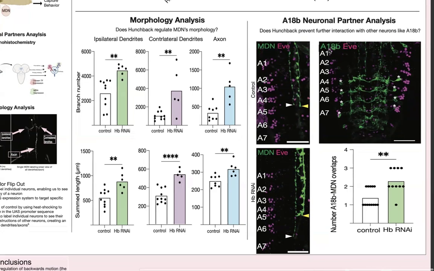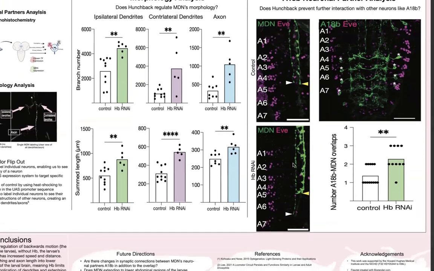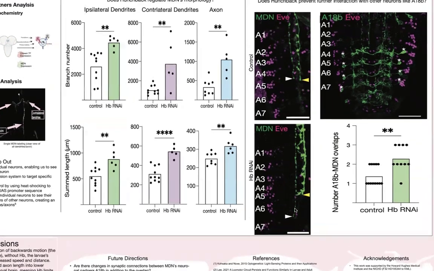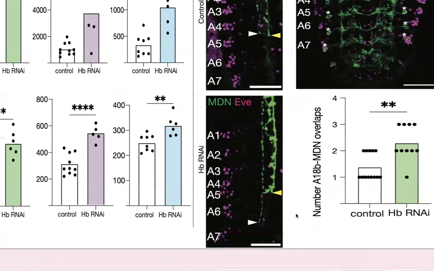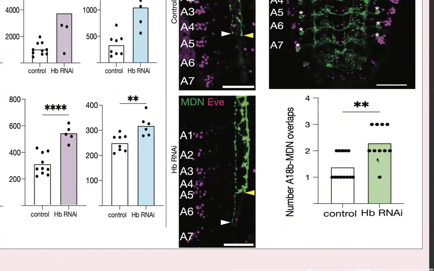But we know that A18B starts at A4 and then goes down all the way to A7. When Hunchback is knocked down, as you can see here, the MDN axon actually goes below the abdominal section A6. So this led us to think that MDN and A18B might be interacting, or some sort of communication might be happening between MDN and A18B that could be an explanation for this behavioral phenotype. And what we saw was that the number of A18B and MDN overlaps was significantly increased in the Hunchback knockdown larvae.